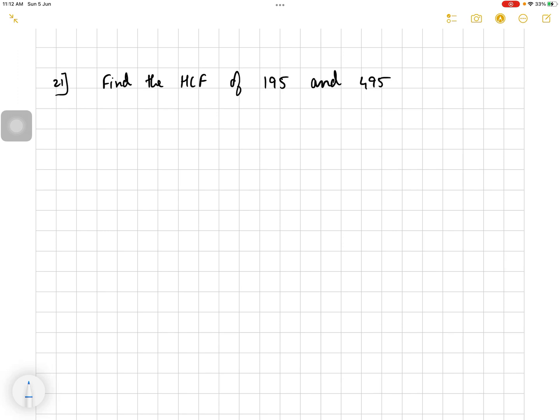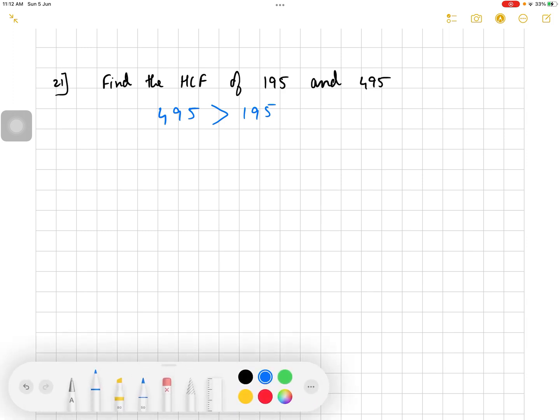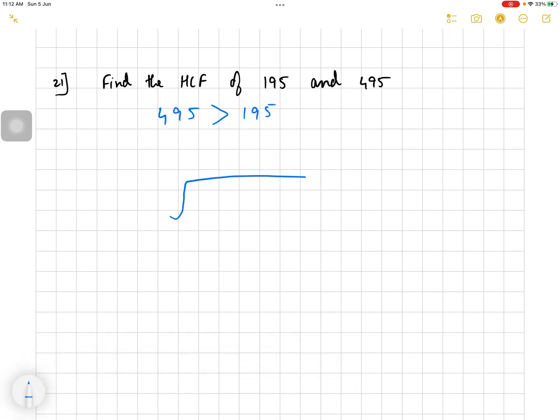Find the HCF of 195 and 495. So here 495 is greater than 195. Sorry, 495 is your dividend and 195 is your divisor. Okay, so 495 and 195. Let's divide 495 by 195.